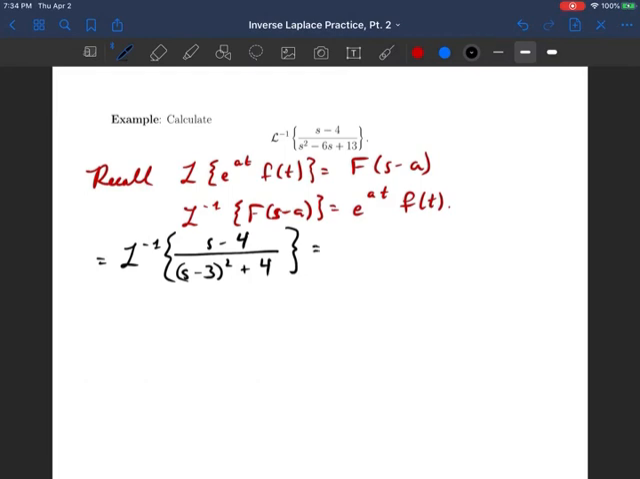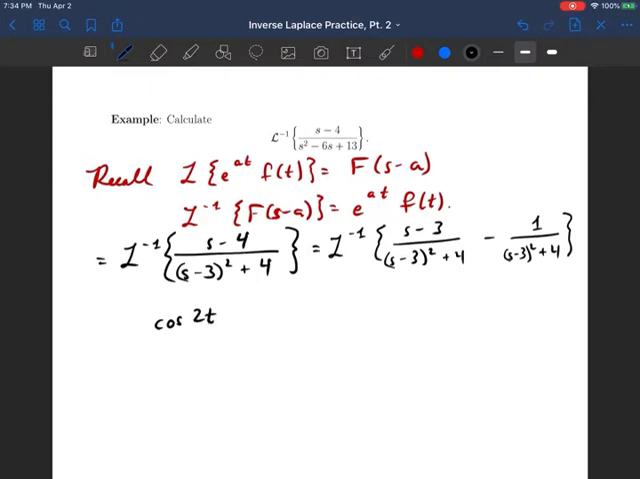We have an s minus 3 here. For the cosine formula, we also need the s on top, but we're going to need the same s minus 3 on top. So that would look like the inverse Laplace transform of s minus 3 over s minus 3 squared plus 4, minus, we still have a 1, over s minus 3 squared plus 4. Right, so that first one looks exactly like cosine. It looks like the Laplace transform of cosine of 2t, except it's been shifted by 3 units, which means we would need to multiply by e to the 3t.